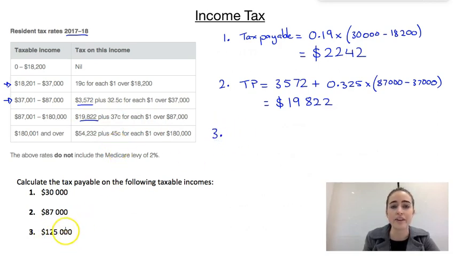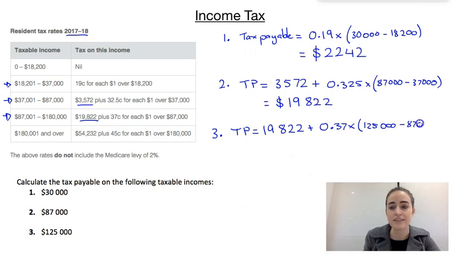We've got $125,000. So this time we are in this third bracket here. So we're going to pay that $19,822 plus 37 cents, so 0.37, times the amount we are over that $87,000. So we're $125,000 minus $87,000. If we pop all of that in our calculator, we're going to end up with $33,882 in tax payable.